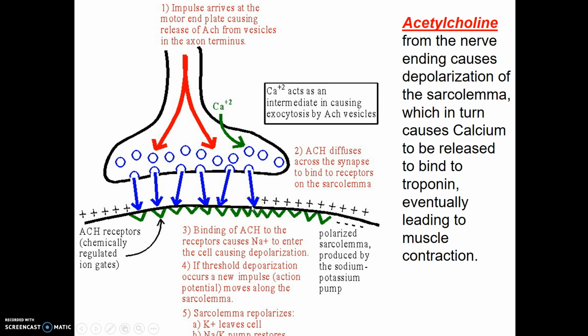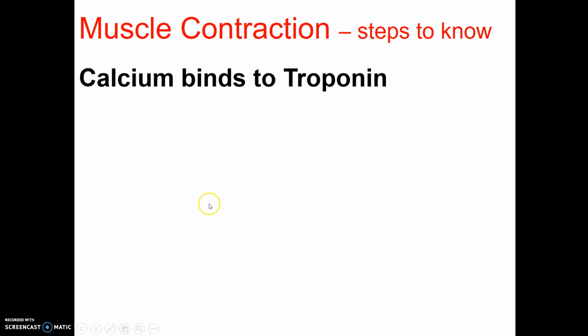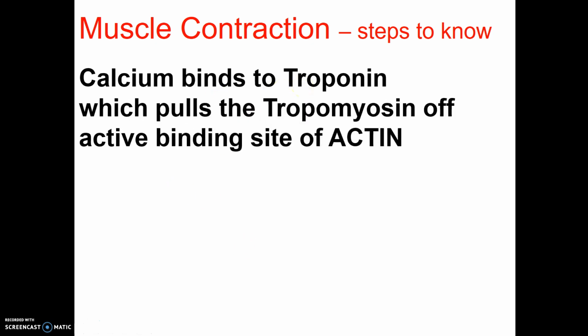And as soon as it depolarizes it, there's a bunch of enzymes out there called acetylcholinesterase, which immediately deactivate acetylcholine so you don't continue to flex unless you keep releasing it. But too late, that quick little flex released, depolarized the cell membrane. The cell membrane then allows calcium to bind to troponin. Once calcium binds troponin, it pulls the tropomyosin off the active binding site of actin.